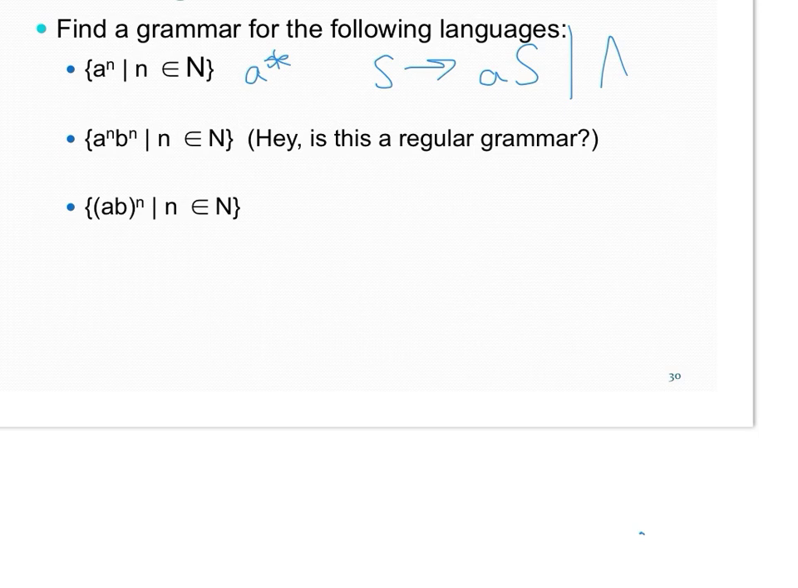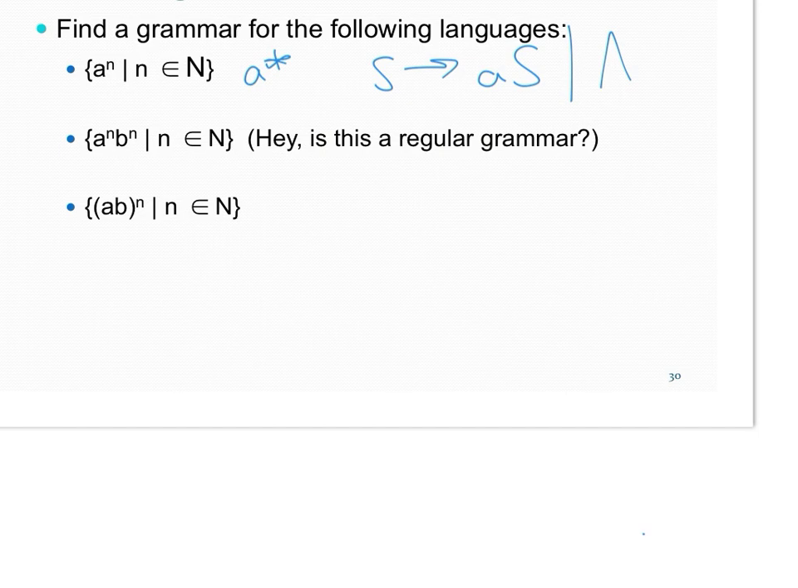This next one, a to the n, b to the n. So 0 or more a's and b's. So 3 a's, then 3 b's, or 27 a's and 27 b's, or lambda, the empty string. And in fact, no, this is not a regular grammar.